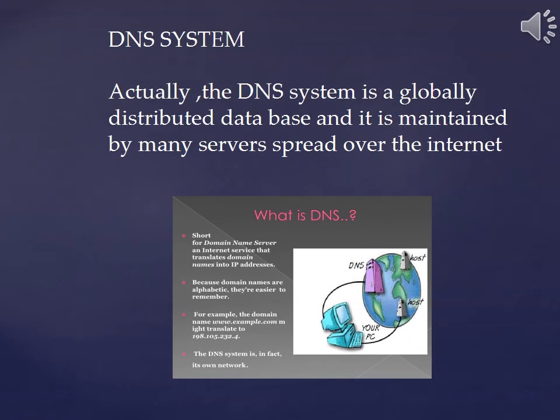DNS system or DNS server. Actually, the DNS system is a globally distributed database, and it is maintained by many servers spread over the internet. As you can see from the diagram below, your PC is connected to DNS and it is connected to the whole world. I mean, there are many servers, right? It is maintained by many servers spread over the internet. As I said before, the DNS system links the domain name to the IP addresses. And when you update the domain name to IP mapping with your registrar, an update begins all over the world, and your domain name will be online worldwide.